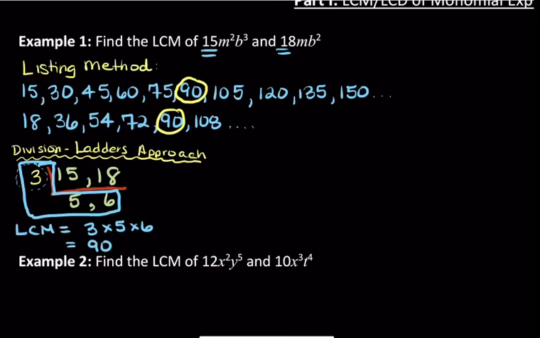So we got 90. Now we can all agree that 90 is our LCD for our coefficients at least, because we had 15 and we had 18. Now here's where it gets a little bit weird. So I'm going to write LCM equals 90. When you're looking at exponents, they don't have to be common. You don't have to have common bases.